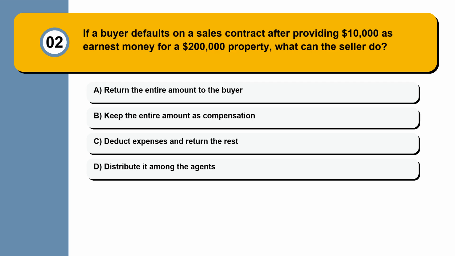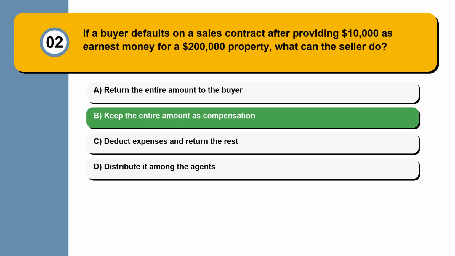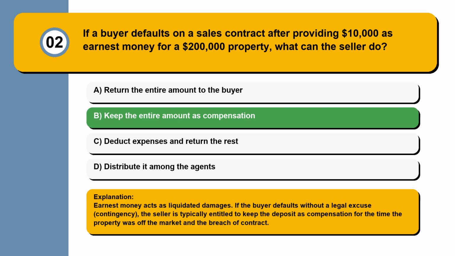Question 2. If a buyer defaults on a sales contract after providing $10,000 as earnest money for a $200,000 property, what can the seller do? Return the entire amount to the buyer, keep the entire amount as compensation, deduct expenses and return the rest, distribute it among the agents. Earnest money acts as liquidated damages. If the buyer defaults without a legal excuse, contingency, the seller is typically entitled to keep the deposit as compensation for the time the property was off the market and the breach of contract.